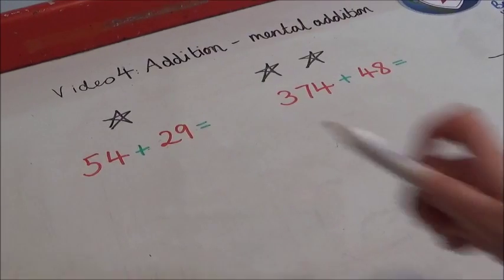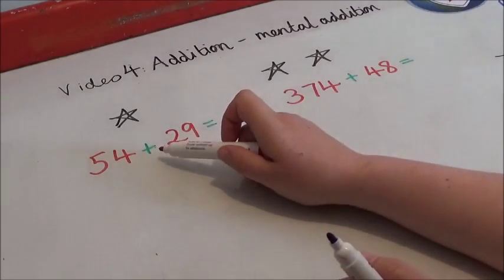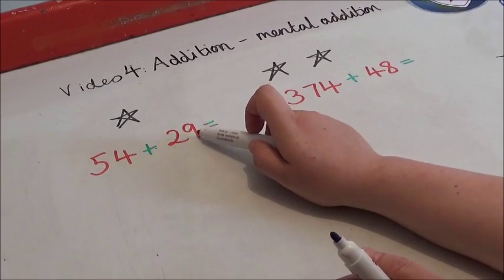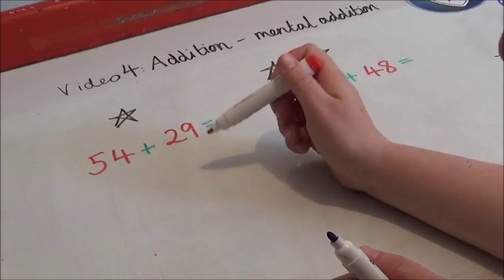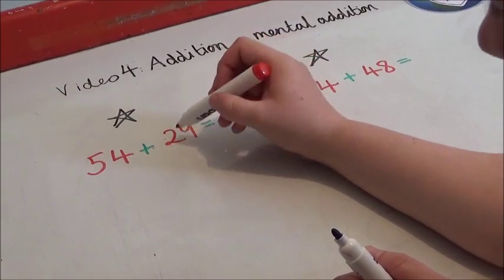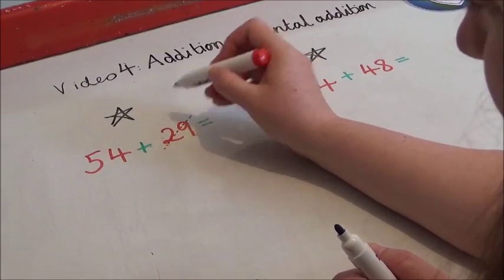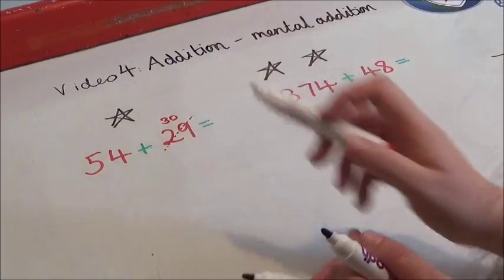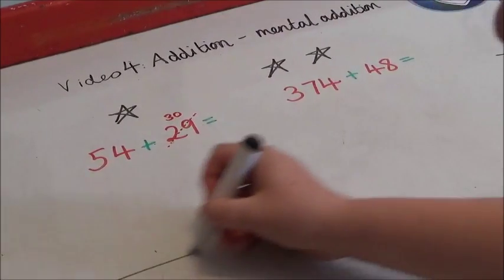Okay, so let's have a look at this question here. 54, add, we're going to make an increase, 29. So we're going to make the number bigger. If I look at my fluency strategy, I actually know that 29 is pretty close to 30. In fact, it's only 1 off. So I'm going to use my number line again.